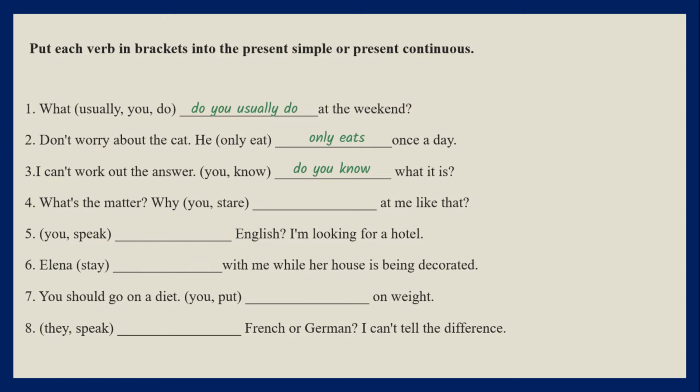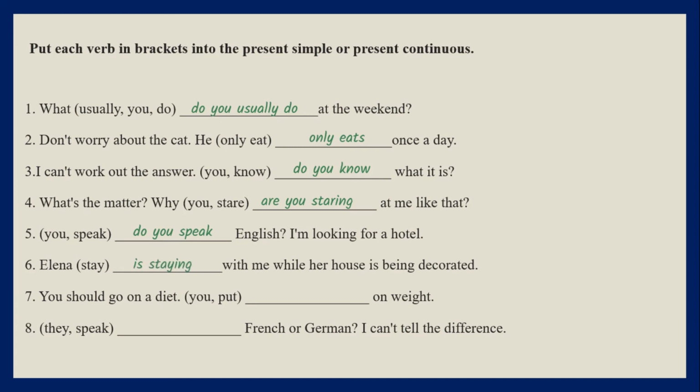Number 4. What's the matter? Why are you staring at me like that? Describing something which is happening at the moment of speaking, so we use present continuous. Number 5. Do you speak English? It means you have the ability of speaking English. So this is just describing a fact, so we use present simple. And speak also is a non-action verb in this sentence, because it is not referring to speak as the act of speaking, but the ability to speak a language.